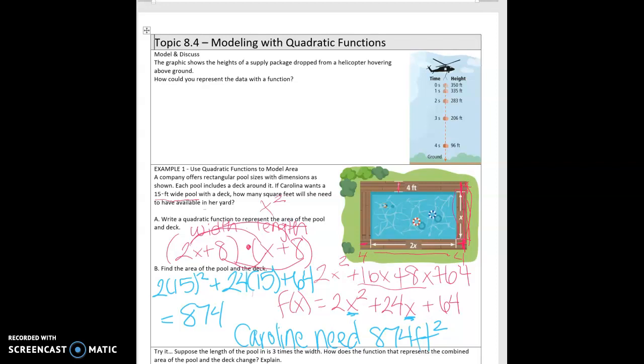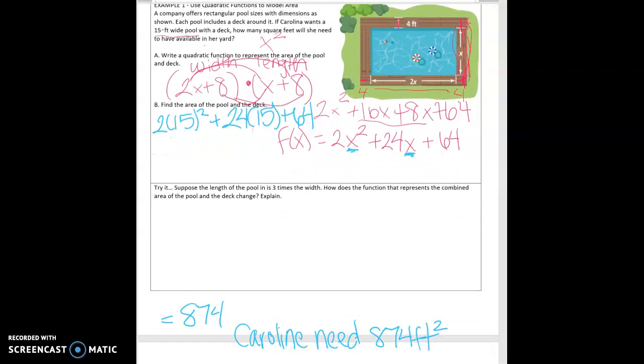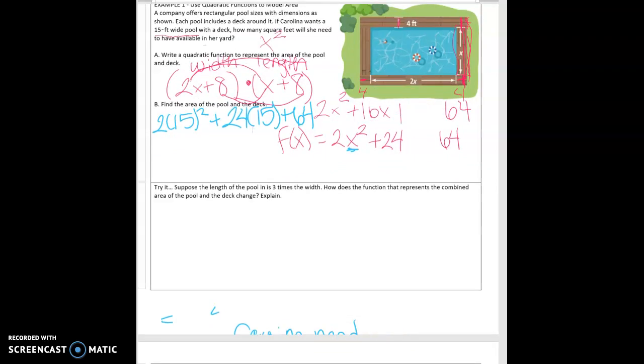If you have any questions, go ahead and send them to Miss Holstad and I. Okay, we're going to move down, and this next one is a try it. So pause the video and try it, and then check your answer. Here's a little helpful hint: the length is now 3 times instead of 2 times. So instead of this 2x here, you're going to make it a 3x. Go ahead and try that out.